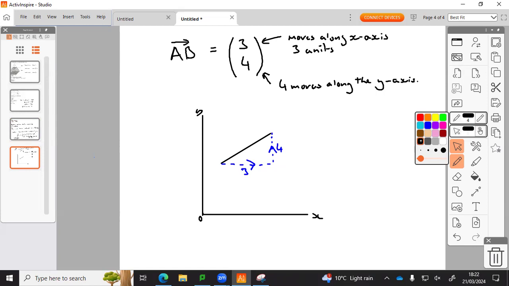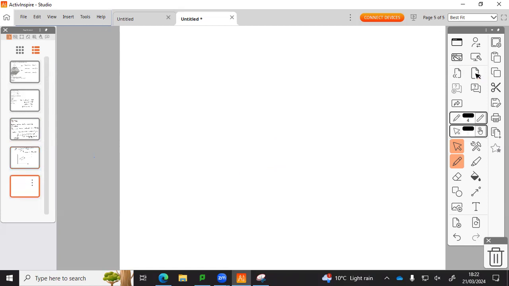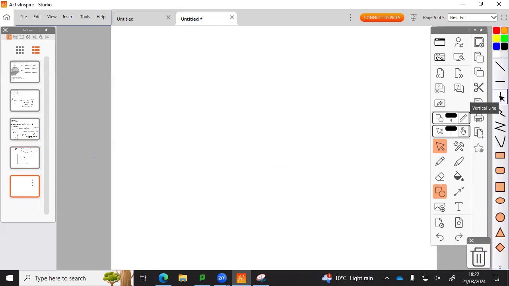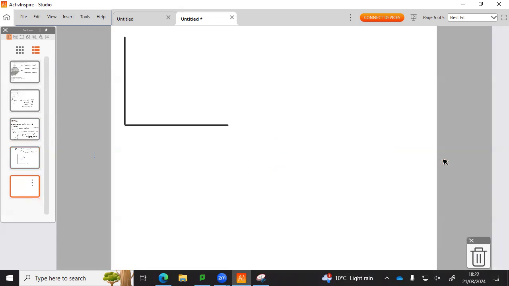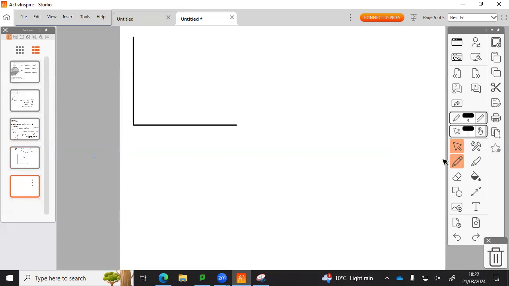That 3 being positive tells me the direction I'm going along the X-axis. The 4 tells me the direction I'm going up the Y-axis. Okay. What other examples? We'll be asked to sketch vectors, but it's worthwhile being aware.